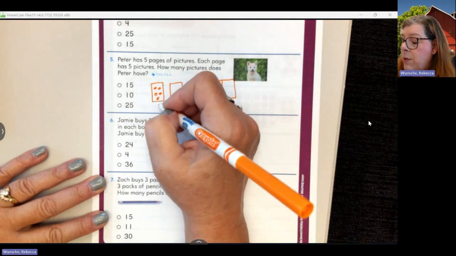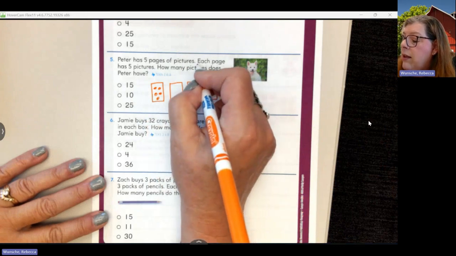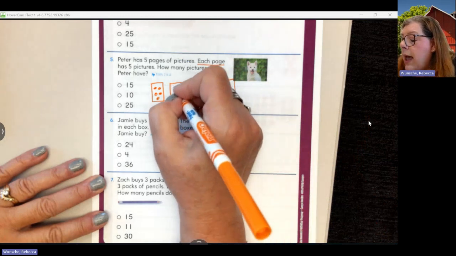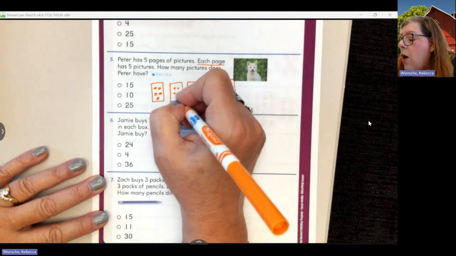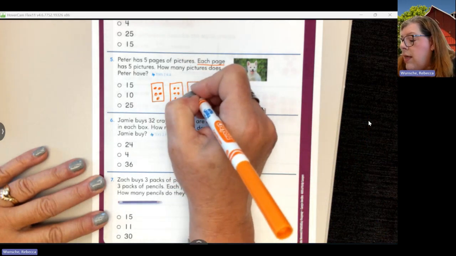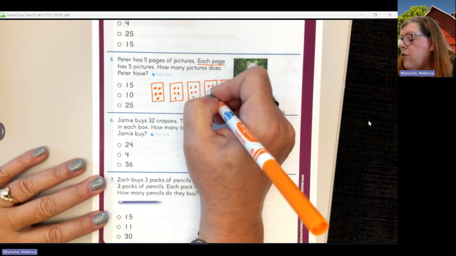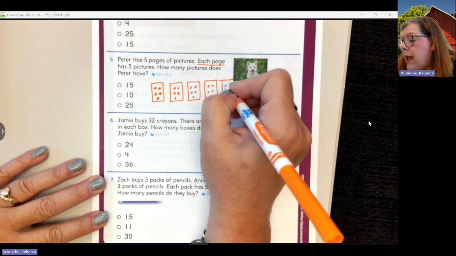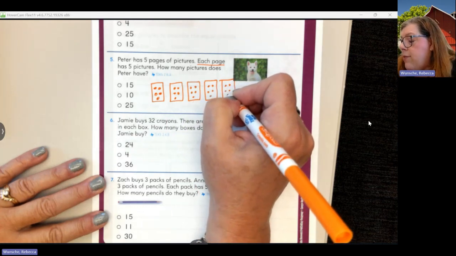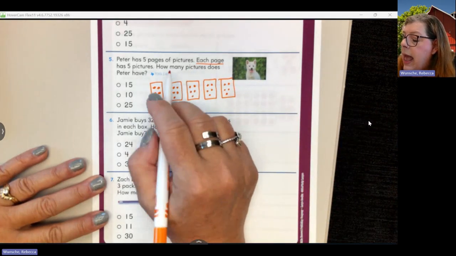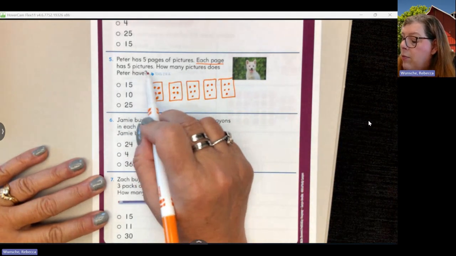Now, I don't just put those on one page because it told me that each page has that many. So I have to represent that on each page. So I want to be sure that I go in and draw my 5 pictures on each page, not just on one page.